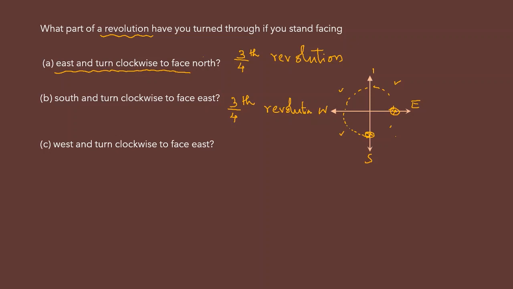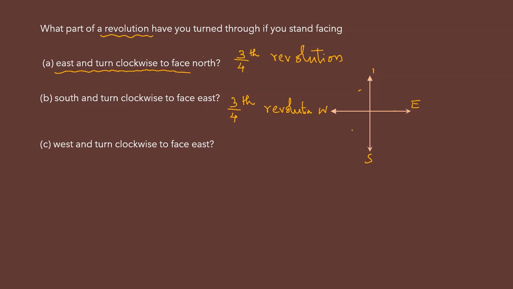Last one, west and turn clockwise to face east. So the last one is you are in west and you are turning clockwise to reach east. All these questions are clockwise. I have told you what anti-clockwise is also. So you will have to see what will happen if it is anti-clockwise. You find it on your own.